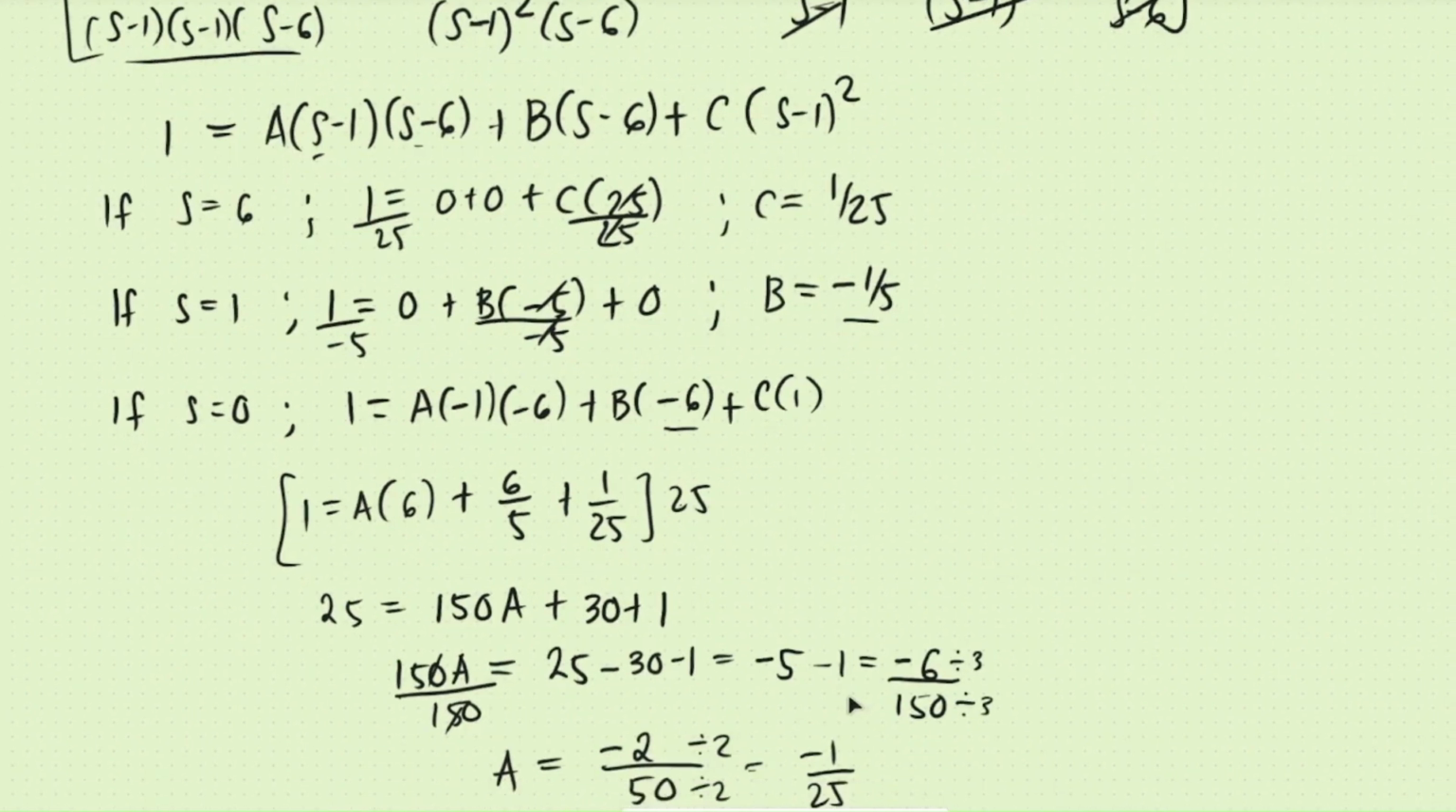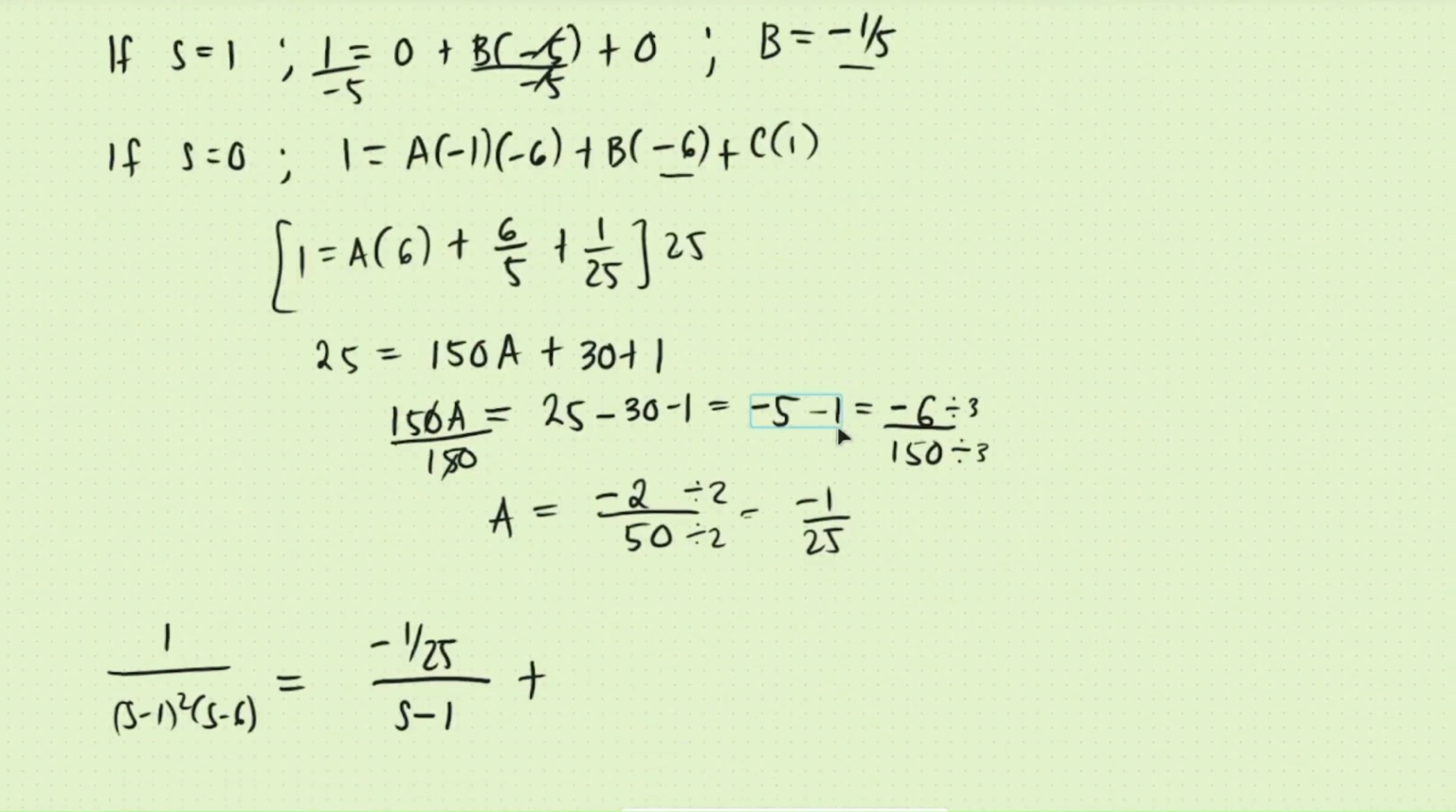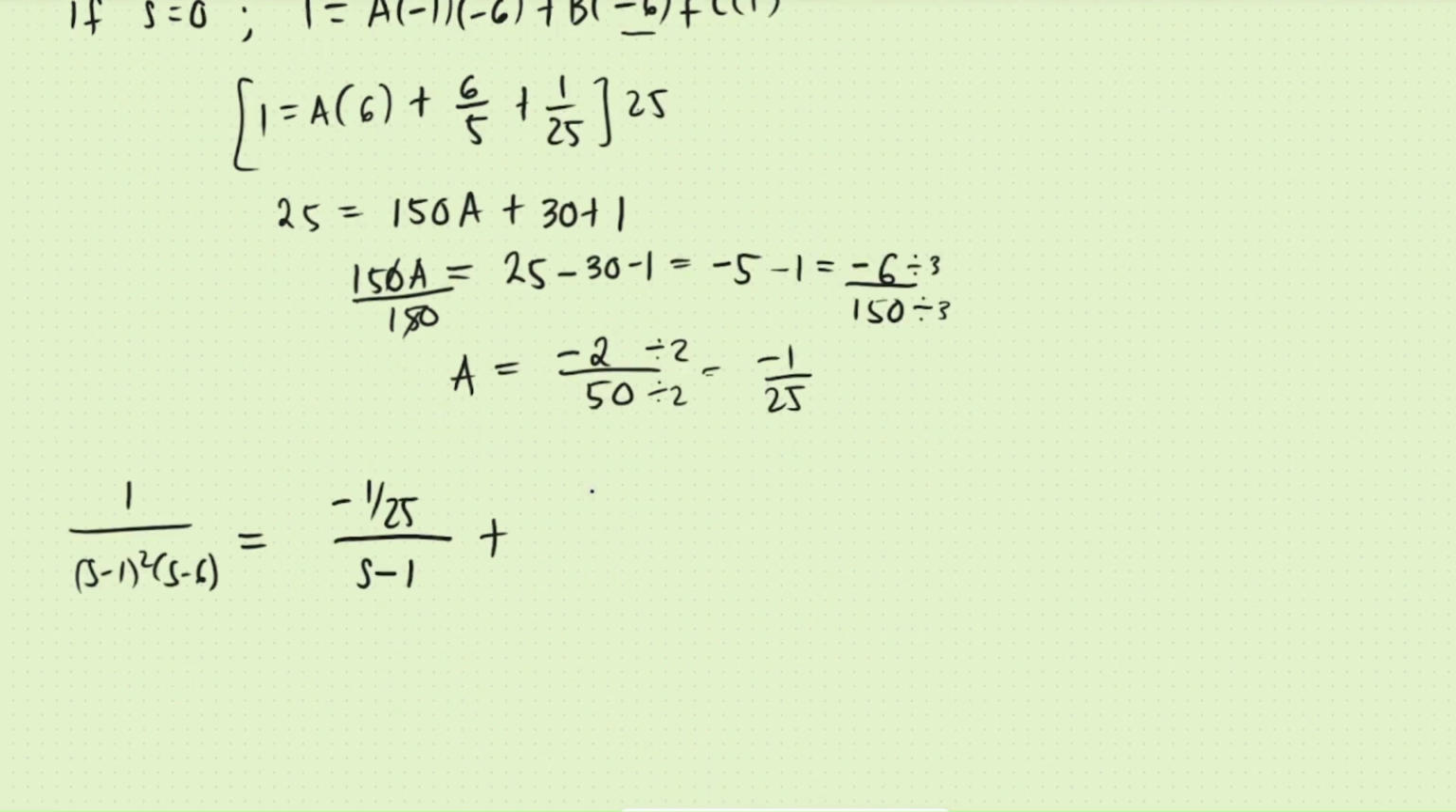Our B is negative 1/5, so negative 1/5 over s minus 1, and remember that this one here is squared. Make sure to not interchange these values because it will be a different partial fraction decomposition if you interchange these a, b, or c, and so on.